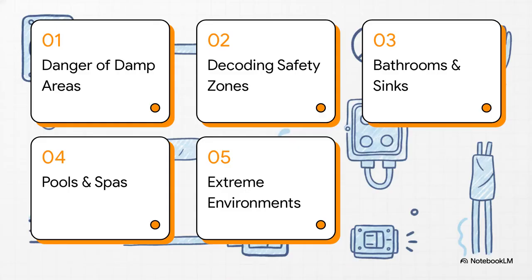Okay, here's our map for today. We're taking a spatial journey, starting with the danger of damp situations, before moving into decoding the safety zones. From there, we'll walk room by room through bathrooms, showers, and sinks, head outside for pools, spas, and fountains, and finally wrap up with extreme environments in saunas and hosing down areas.